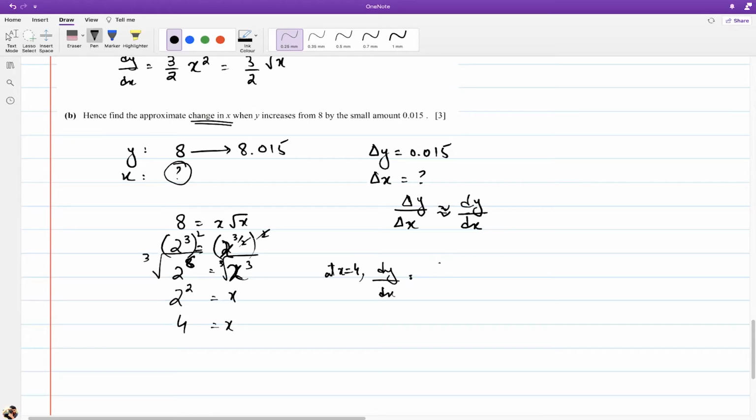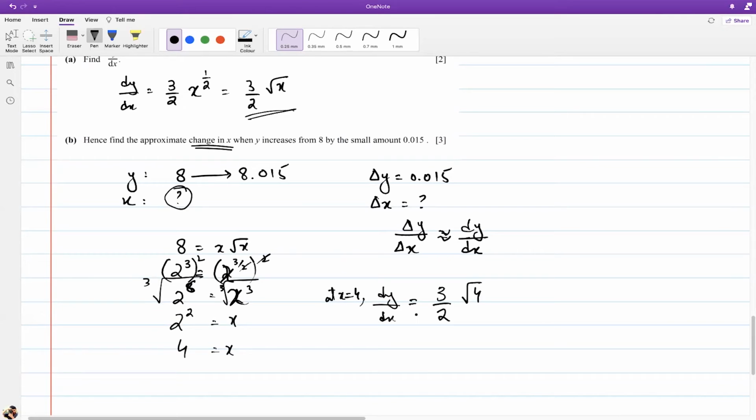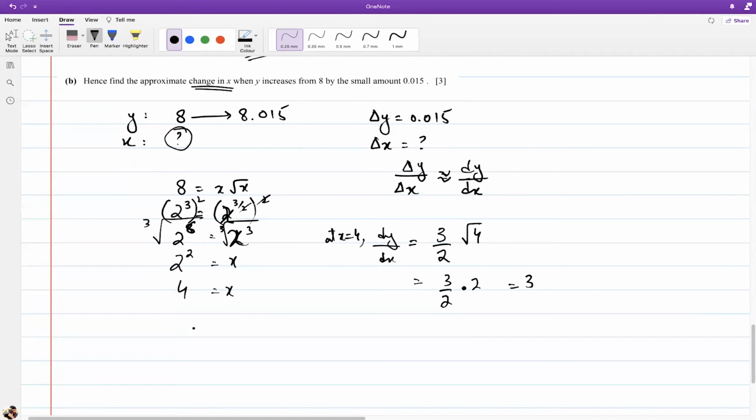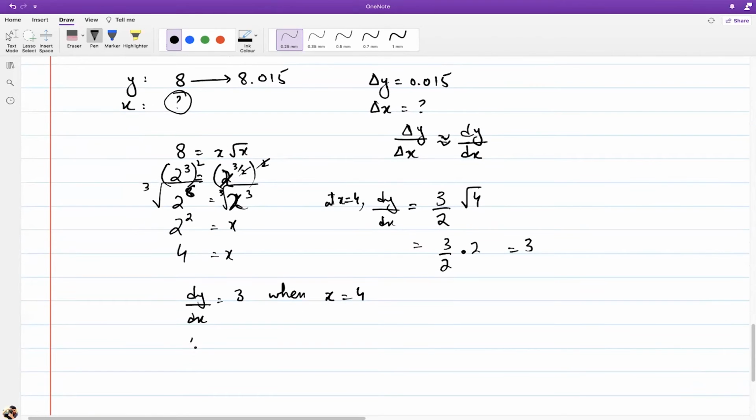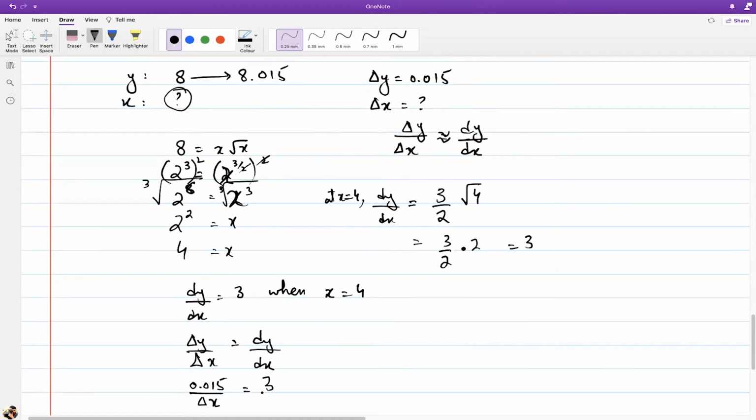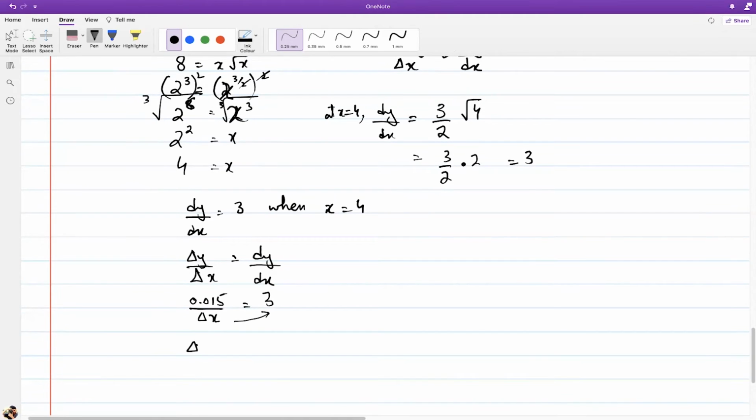So what is that? 3 by 2 square root 4. क्यों? क्योंकि मैंने पहले निकाला हुआ है, ये मेरा डेरिवेटिव है. तो मेरे पास बन जाएगा 3/2 times 2, which means it is 3. So I can say that dy by dx is equal to 3 when x is 4. And I can say that change in y divided by change in x is the same as dy by dx. तो change in y है 0.015, change in x मुझे नहीं पता, dy by dx is 3, so I cross multiply, I get 0.015 over 3 is equal to change in x, which is simply 0.005.